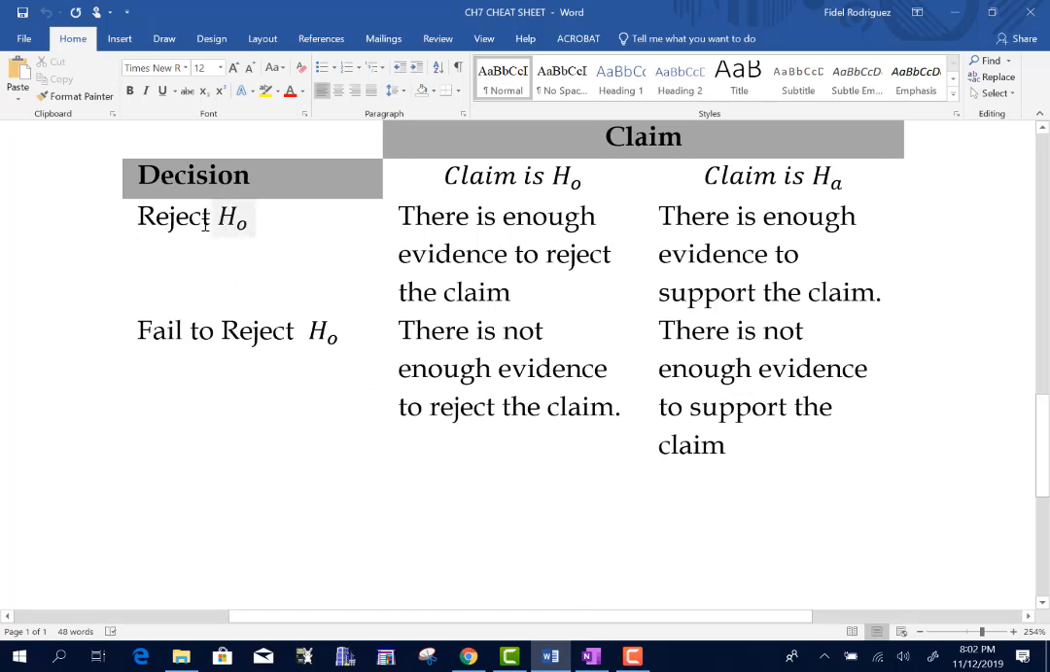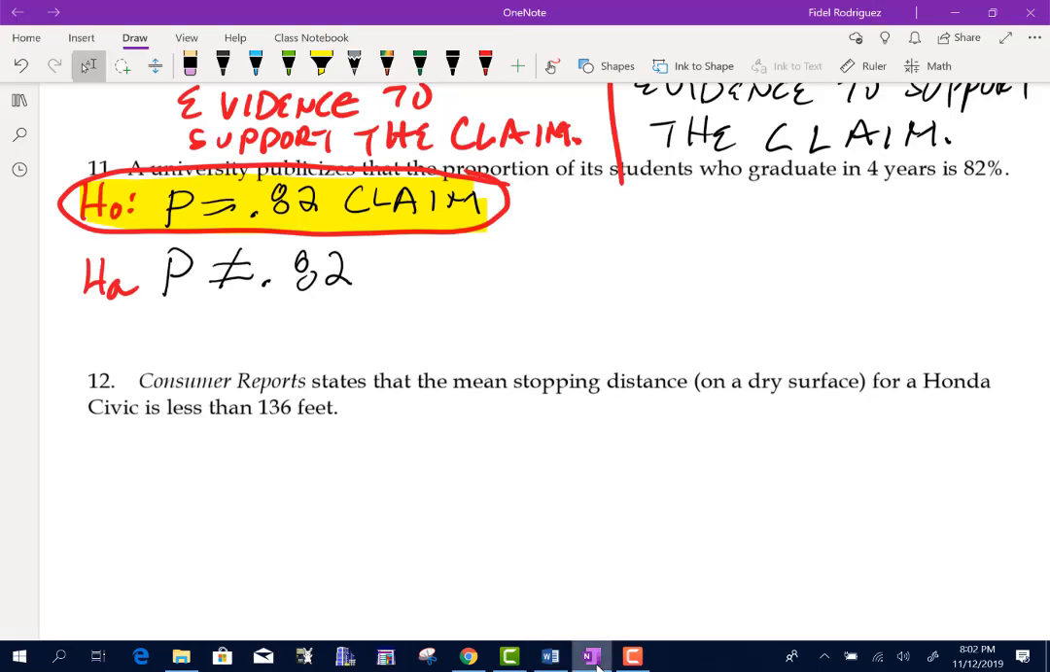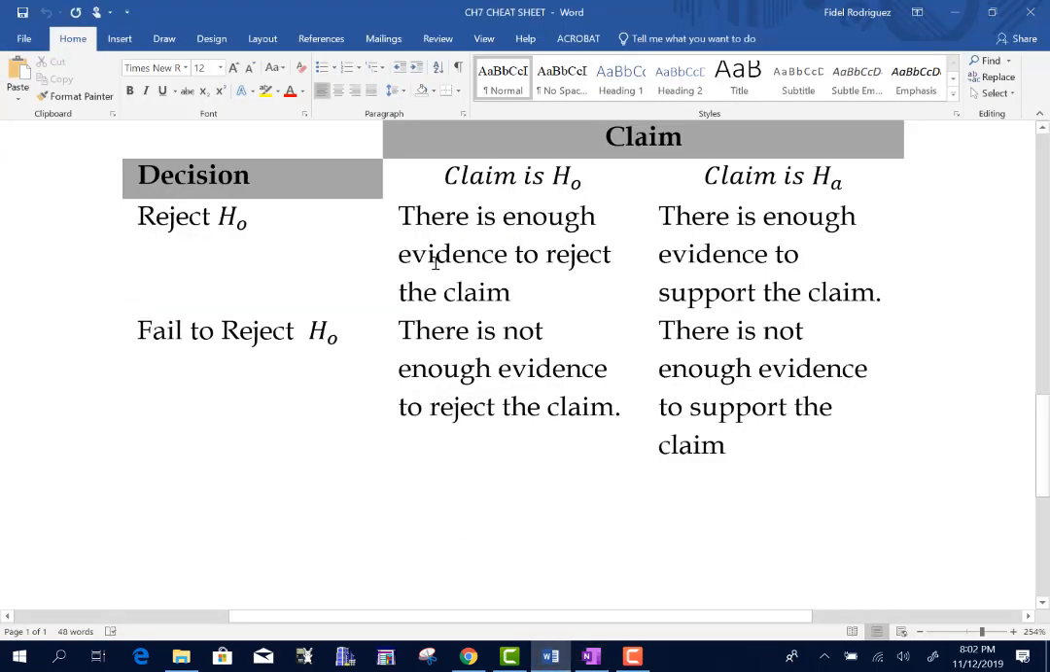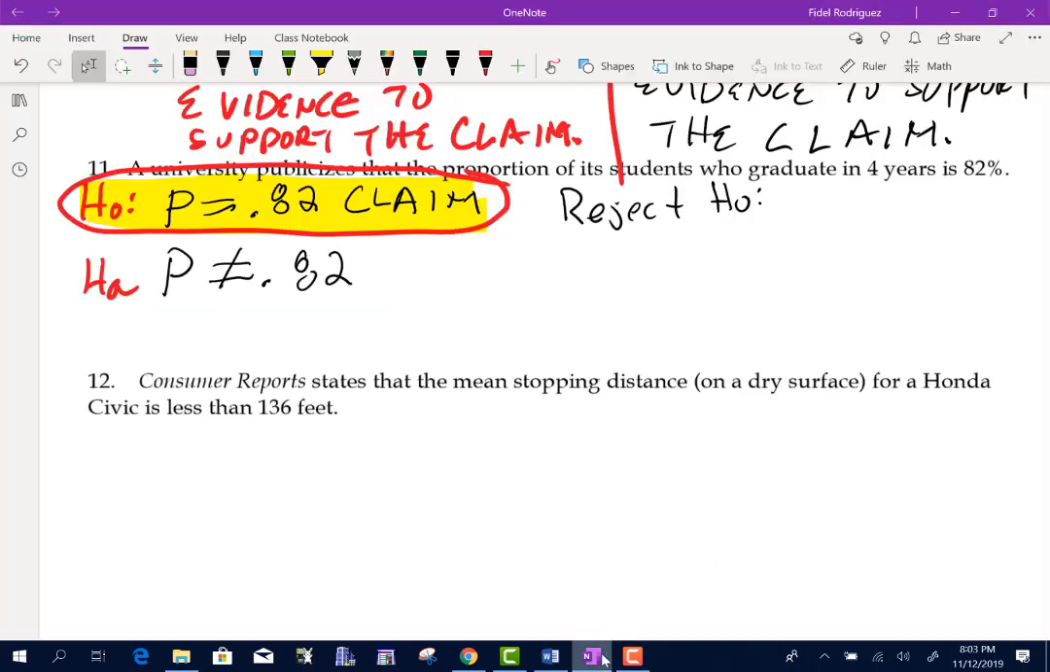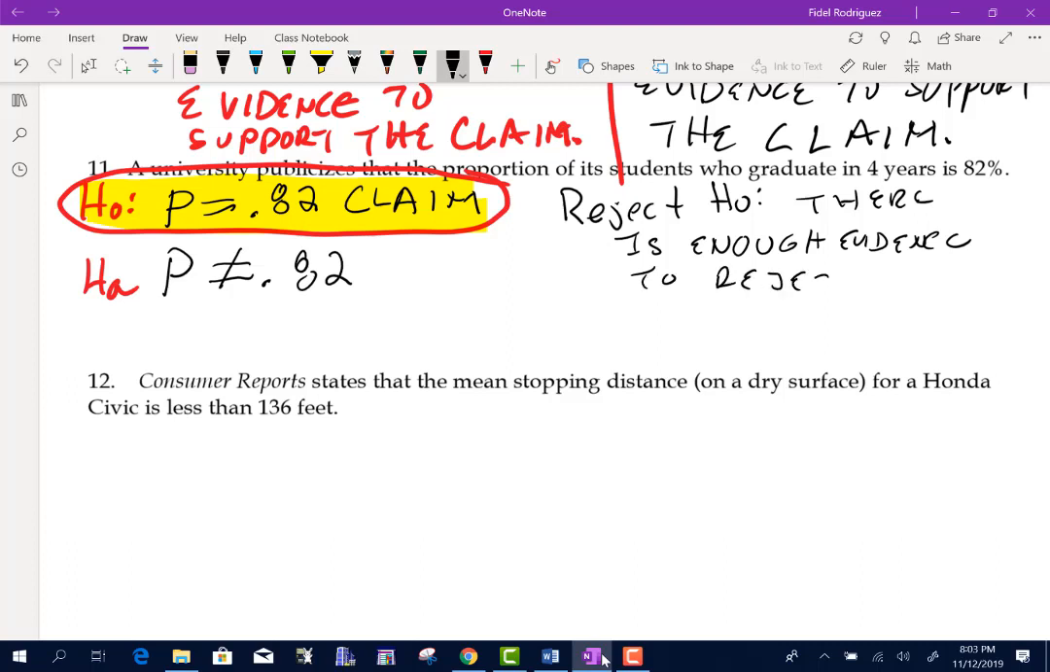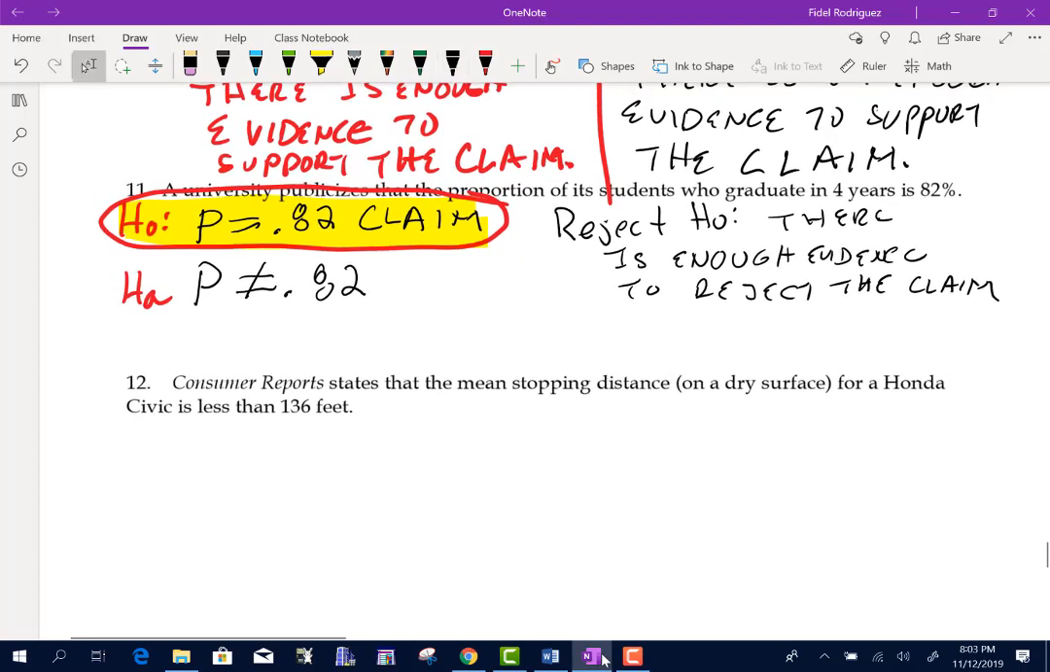The first thing I'm going to say is, let's suppose we reject the null. So if I reject the null, then we are saying what? There is enough evidence to reject the claim, right? So that's all I'm going to write right here. There is enough evidence to reject the claim. Okay, so there's the first one.